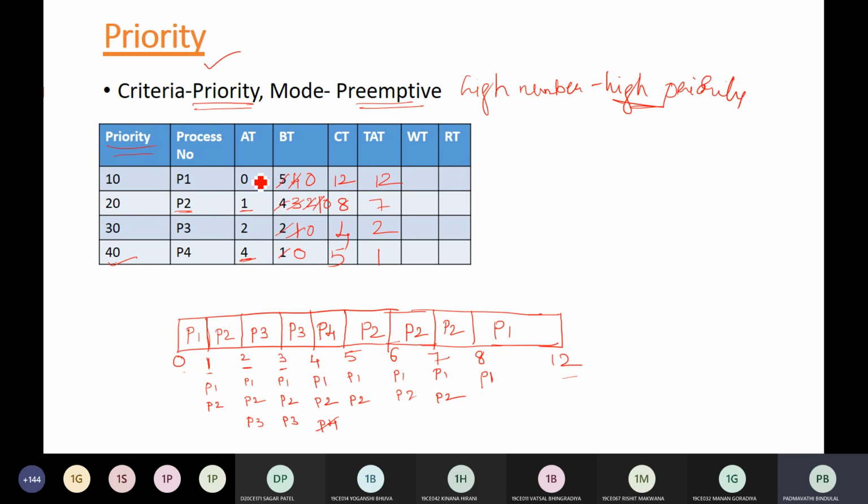Waiting time is turnaround time minus burst time. Again quickly calculate, you will get values 7, 3, 0, 0. And response time is first occurrence: 0, 0, 0, 0. थर्ड प्रोसेस 0, 1 आएगा ना थर्ड प्रोसेस.